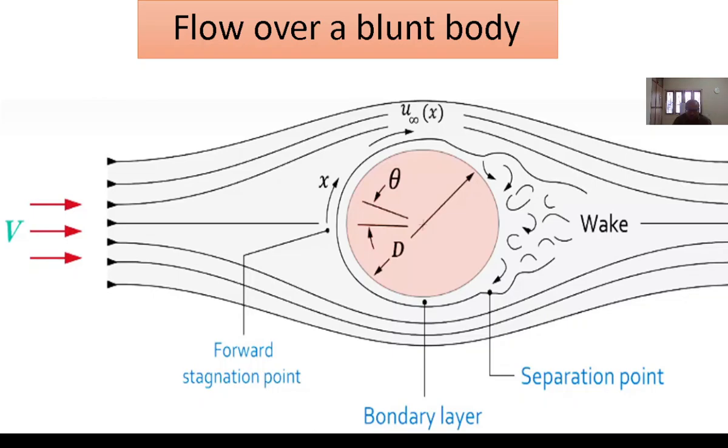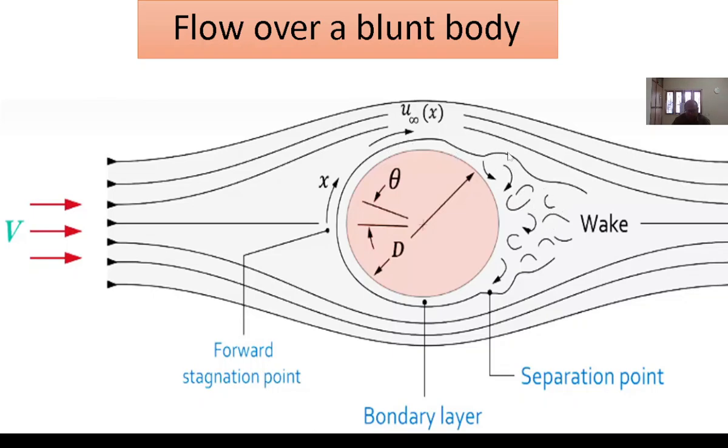Why they are called blunt bodies is, as the flow passes over this body, at this point we get a stagnation point where the fluid velocity comes to rest. And as the fluid flows over the body, there will be flow separation. If it is a streamlined body, the shape of the body will be along these streamlines, so that there is no wake here. This wake is because there is a pressure gradient.